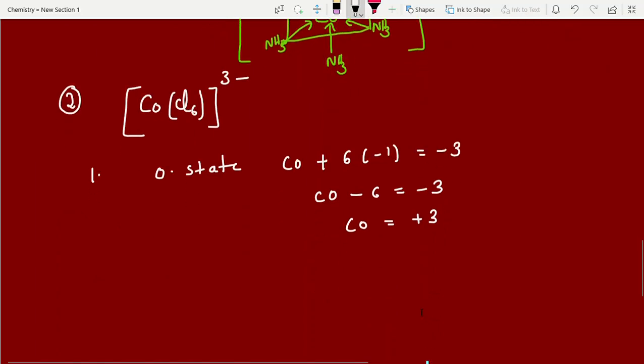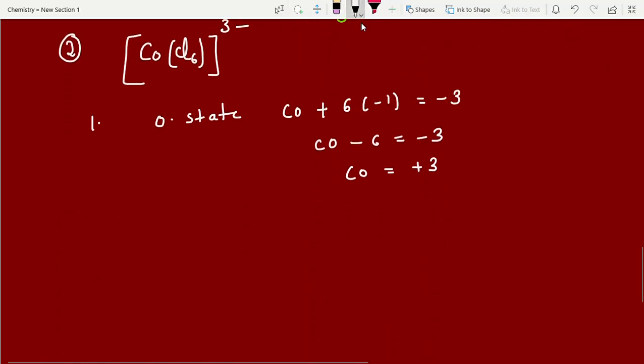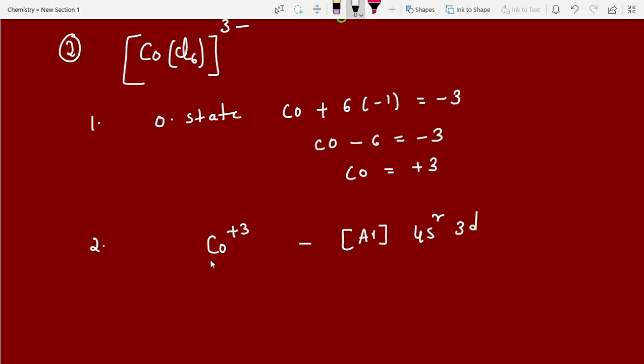Clear point? Now first step completed. First step, second step same, right? Above case and this case. Now cobalt plus 3 oxidation state. Plus 3 oxidation state is nothing but argon core. Tell me, students, 4s2 3d7, right? Cobalt, what is this oxidation state? 3d7. So here electrons gone. What is the rest here? 3d6.